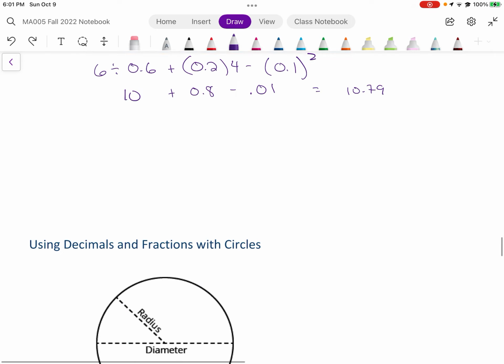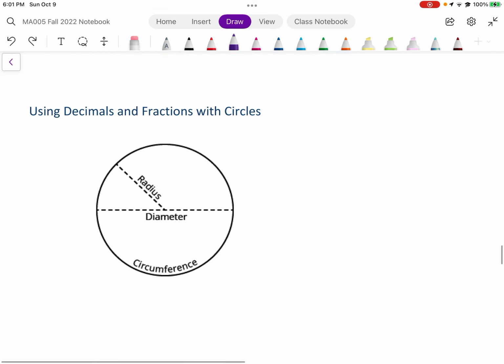All right, let's try the next topic. So using decimals and fractions with circles. So just a little reminder of what the terminology is. Here's our circle. The distance around the outside, that would be like if you're walking around the outside. That would be the circumference, okay? That's the circumference. The diameter is the distance all the way across. So there's a center right here. And the radius is going to be from the center to the edge.